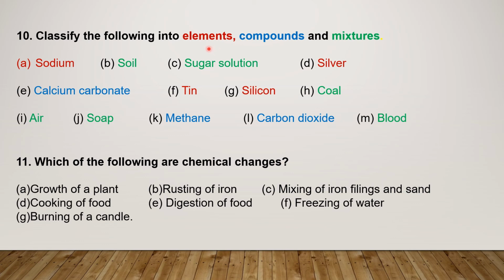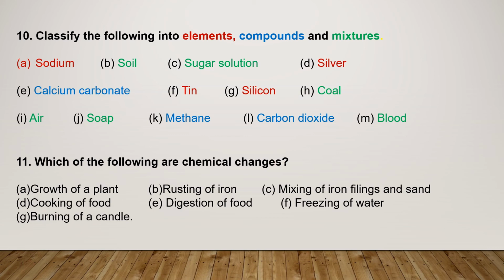The red colored substances are the elements. So I will read the element names: sodium, silver, tin, silicon. These are the elements. Calcium carbonate, methane. Calcium carbonate means CaCO3, methane means CH4, and carbon dioxide CO2. These are the compounds. And mixtures are soil, sugar solution, coal, air, soap and blood. These are the mixtures.